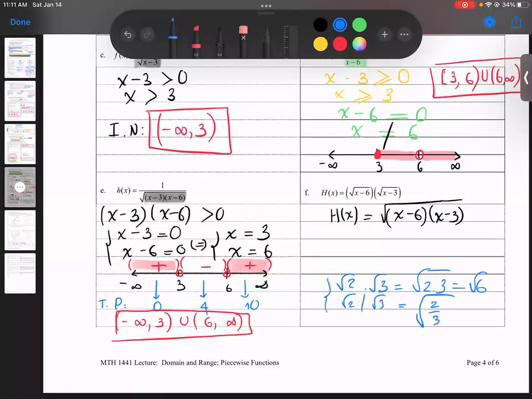However, this is not true. If I have square root of 2 plus square root of 3, it is not equal to square root of 5. Right? Please don't do that. Same thing with minus. If you have square root of 3 minus square root of 2, it is not equal to square root of 1, which is 1. But these are not true. Right? If it's adding or subtracting, you cannot combine the radicands.